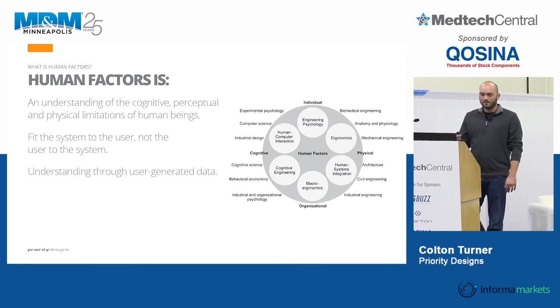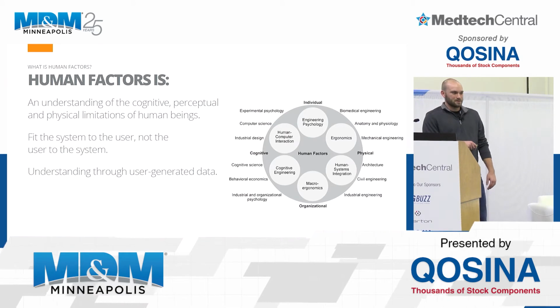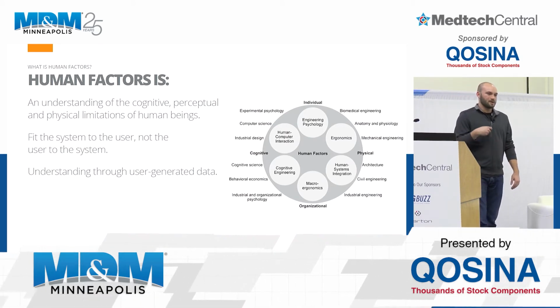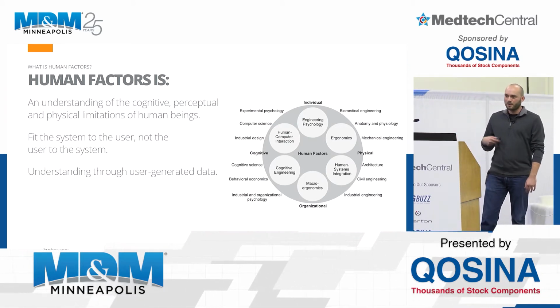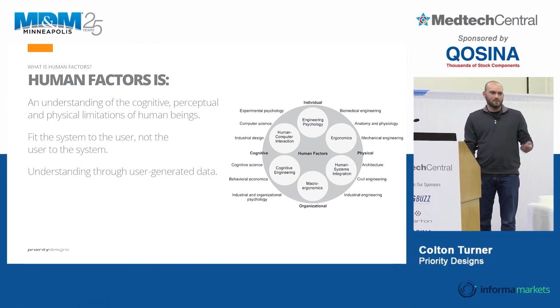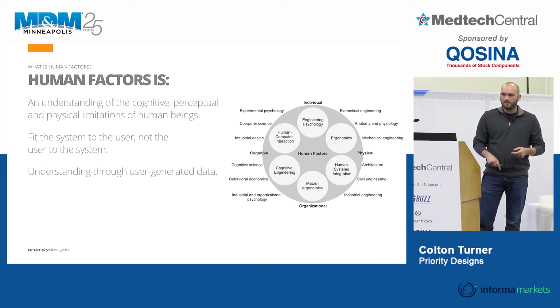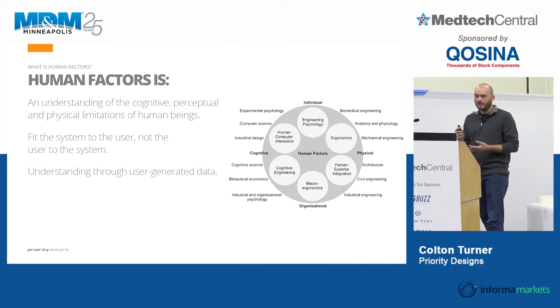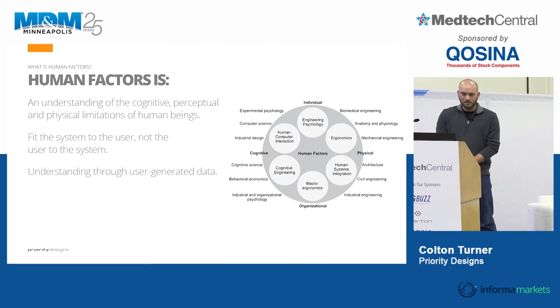And the way we do that is through an understanding from user-generated data. So we go through and we create research studies and we bring people in and we have them evaluate those systems. We give them tasks to do and we compare system 1 versus system 2. Which one are they using more efficiently? Which one are they using better? Which one do they like more? And so that's what human factors is.